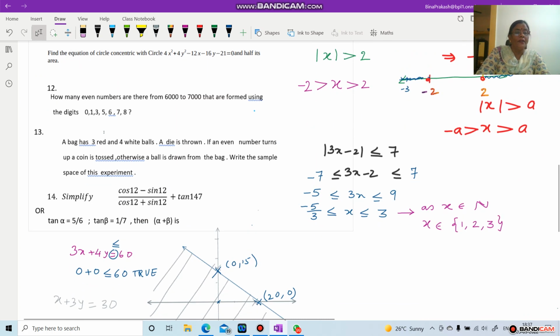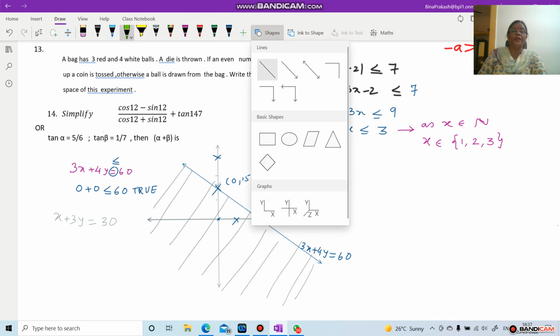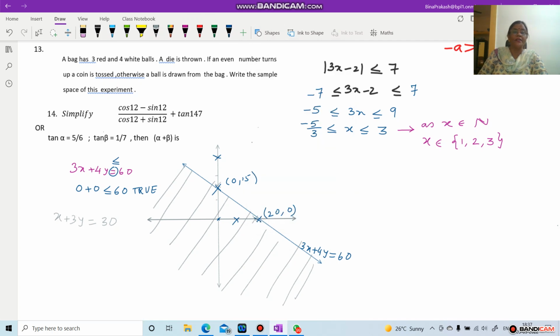Fine. So again, when x is equal to 0, y is equal to 30. When y is equal to 0, x is equal to 10. It's a line passing through these 2 points. So let me mark the points and then draw the line. Something of this type. Now again, which region comes under this?